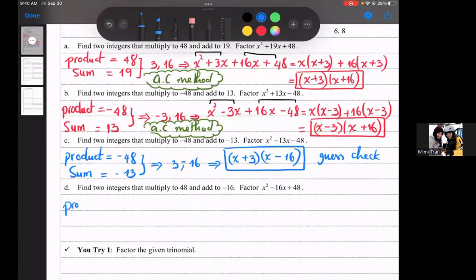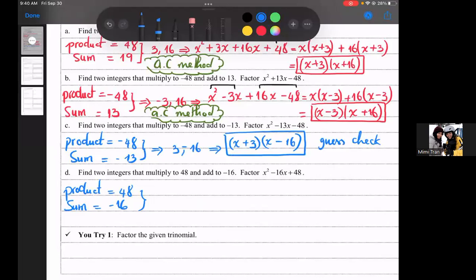Again, product 48, sum negative 16. I don't think it's 3 and 16 anymore, it's something different. And then you can use guess and check.